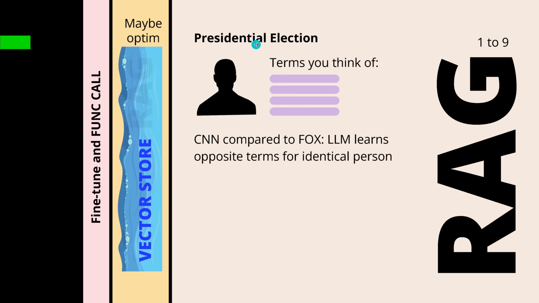Because let's think about the US, where we have an upcoming presidential election. Let's see, here is a very particular person, and you ask for the terms that you think of if you see this person: A, B, C, D, and you write something. Now, if you feed the content from CNN into your LLM, and you feed the content of Fox Entertainment or whatever they are called into your LLM, the LLM learns real opposite terms for the identical person.